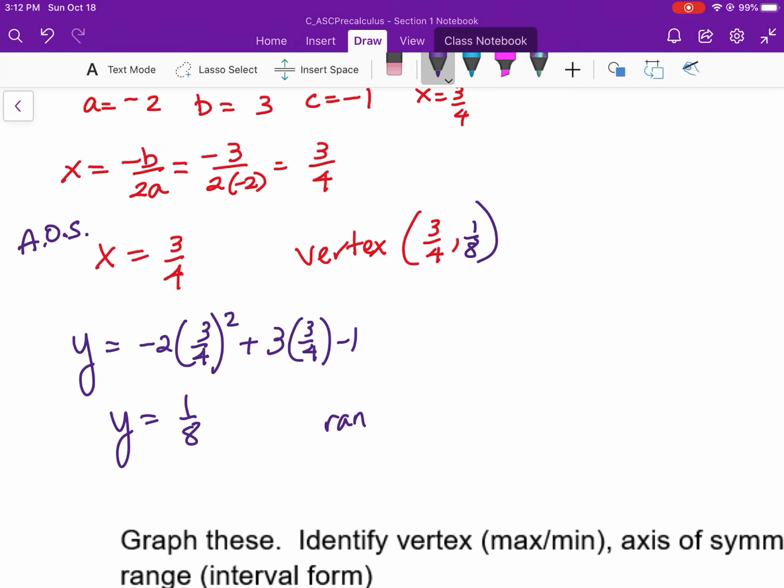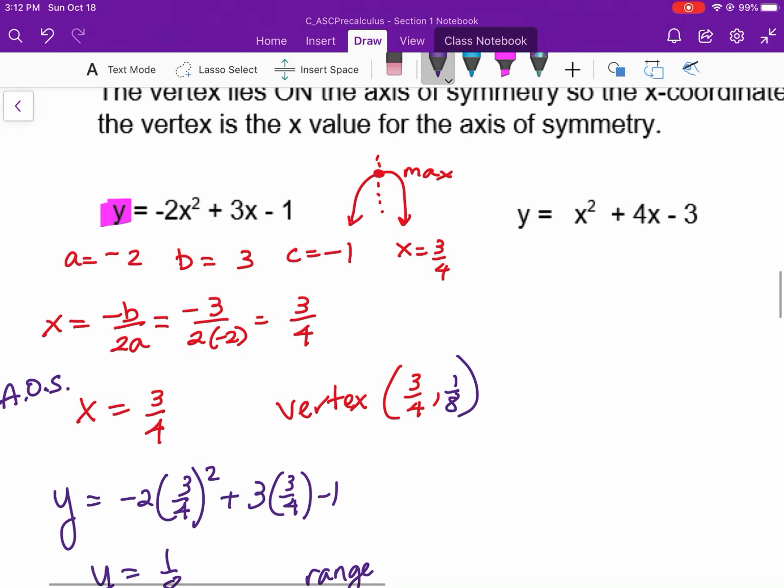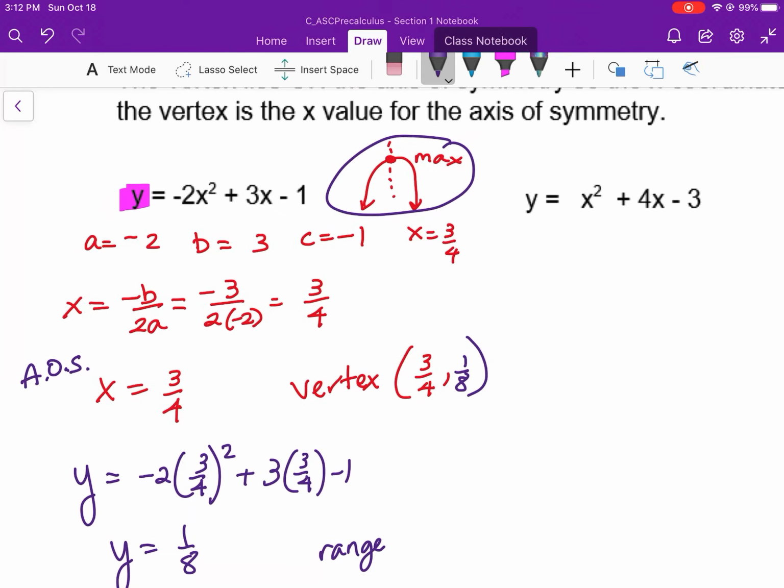This is my vertex. Let's quickly do the range. Since it's upside down, like we said here, my maximum value is 1/8 because that's the y value of my vertex. So I'm going to go from negative infinity to 1/8, and I'm going to include that because it's a maximum.